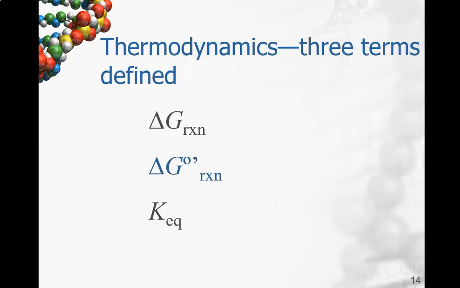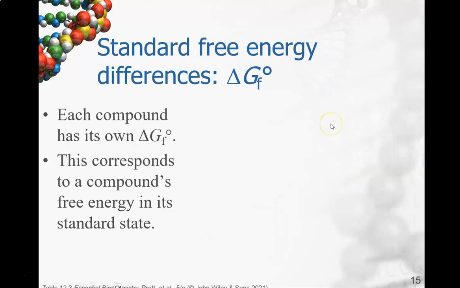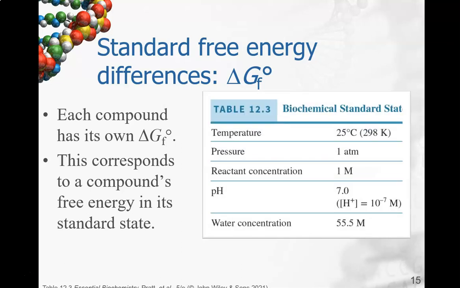Okay, so let's look at the delta G zero prime of a reaction. That's a notation that looks similar, but it's very different in terms of how we define it thermodynamically. Each compound that we are familiar with has its own delta G of formation, and that corresponds to the compound's free energy in its standard state.